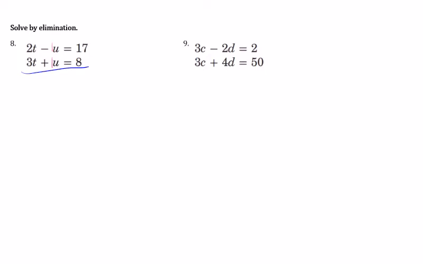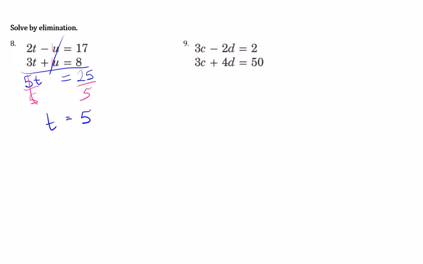So if we add 2t and 3t, we get 5t. If we add negative u and positive u, they cancel out. They get eliminated, which is where elimination comes from. And then 17 plus 8 is 25. Now we went from two equations and two variables to just one equation and one variable, just like with substitution, but this one's a little nicer because all we have is just one step. At least this step is nicer. You'll see the next step is a little bit longer, I think.